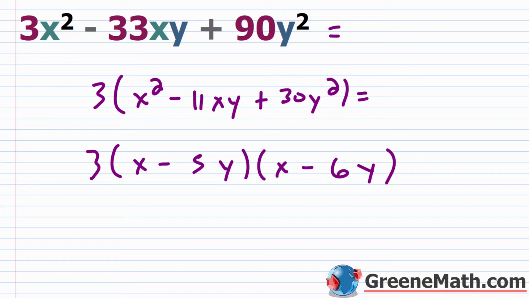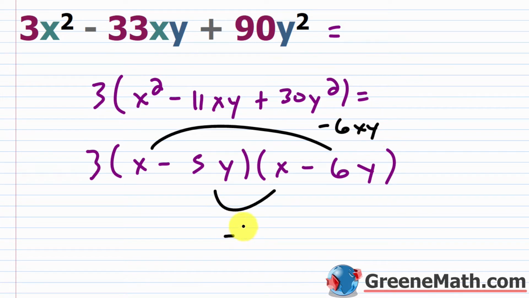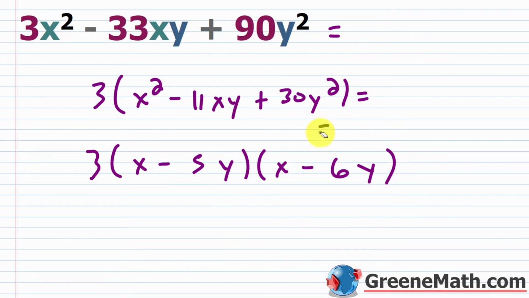Again, when you think about this, your outer is going to be negative 6xy. Your inner is going to be negative 5xy. So you combine those, you get your negative 11xy. If you multiply them, in the end, negative times negative is positive. 5 times 6 is 30. Y times y is y squared. Okay, so don't let the second variable fool you or trip you up in any way. You just need to list it here, and you're going to be good to go. So our answer here is 3 times the quantity x minus 5y times the quantity x minus 6y.